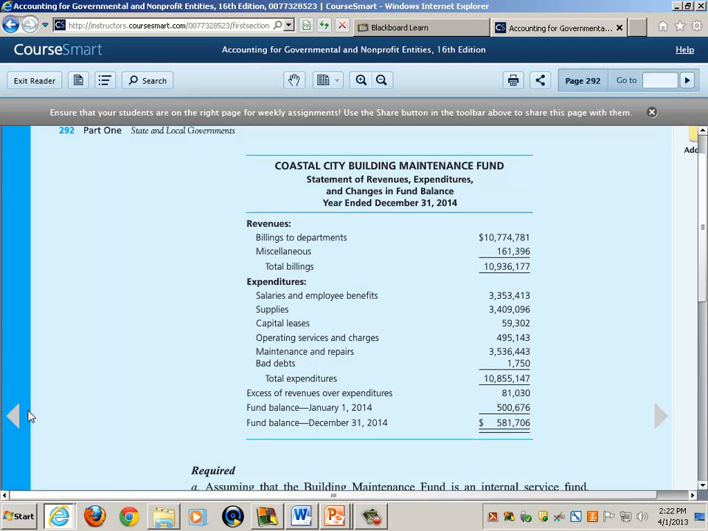So the question is, assume that the building maintenance fund is an internal service fund. Discuss whether the financial information is presented in accordance with GASB. And if you were the manager, what would you want to know in addition to the information disclosed? Let's do the first part.